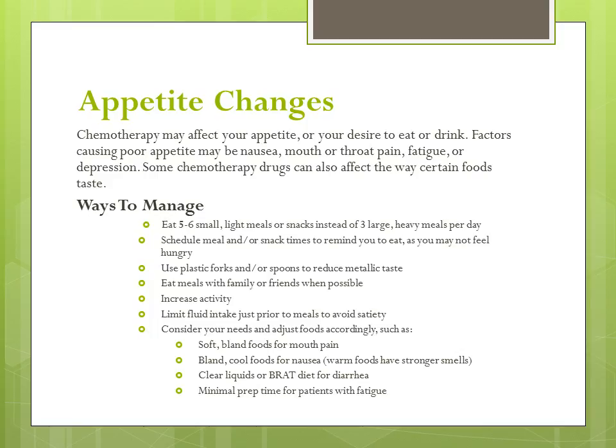For example, if you're having mouth pain, you may want to stick to soft, bland foods such as mashed potatoes or soft scrambled eggs. For nausea, bland, cool foods are better than warm foods as they have stronger smells. If you're experiencing diarrhea, stick to clear liquids or the BRAT diet, which includes bananas, rice, applesauce, or toast. Finally, those with fatigue may want to include meals that require minimal preparation time.